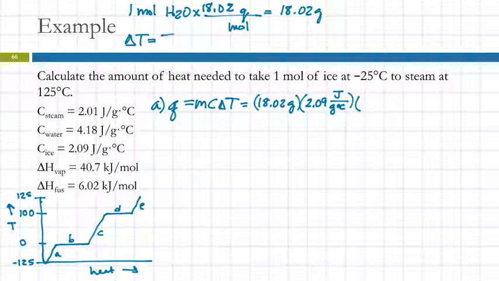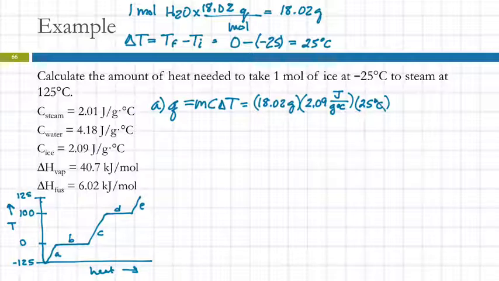So delta T is always T final minus T initial. So for line segment A, what's the final temperature? 0. And what's the initial temperature? Negative 25. So that's a positive 25 degrees temperature change. Signs matter for the temperature change. So 25 degrees Celsius. So the degrees Celsius cancel and the grams cancel, and we're going to get energy in joules.